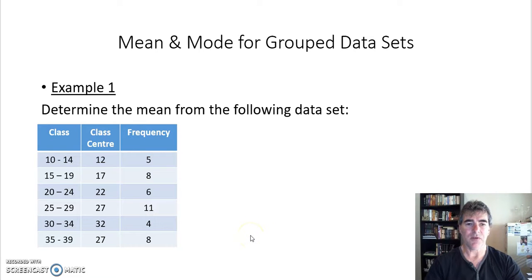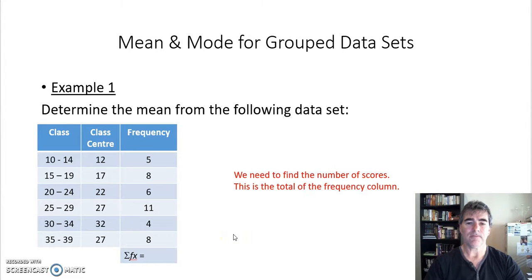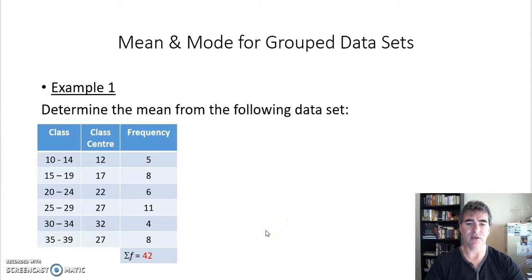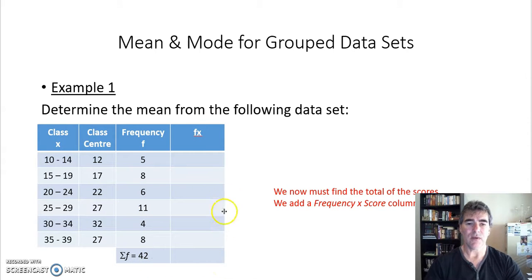So the mean will be an approximation. But what we need to do is first find the total of the frequency. So add all the frequency up. And when we do that, this will tell us the total of the frequency column and the number of scores that we've actually got. That ends up being 42. So 5, 8, 6, 11, 4, and 8 is 42. There's 42 scores there.